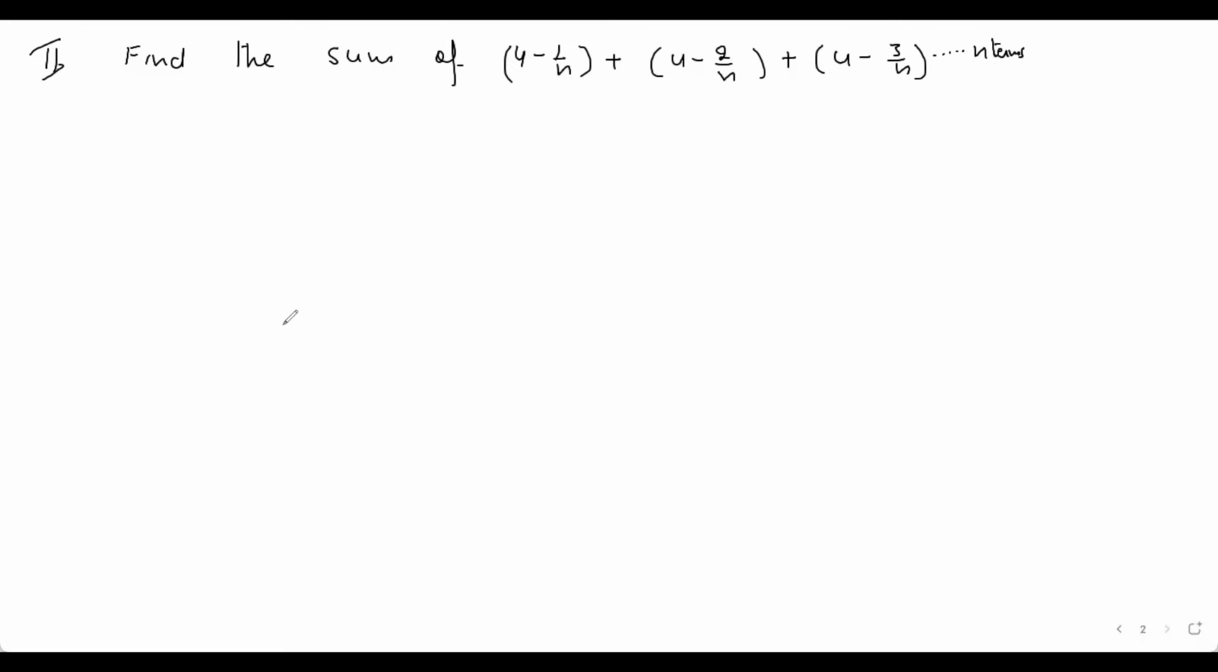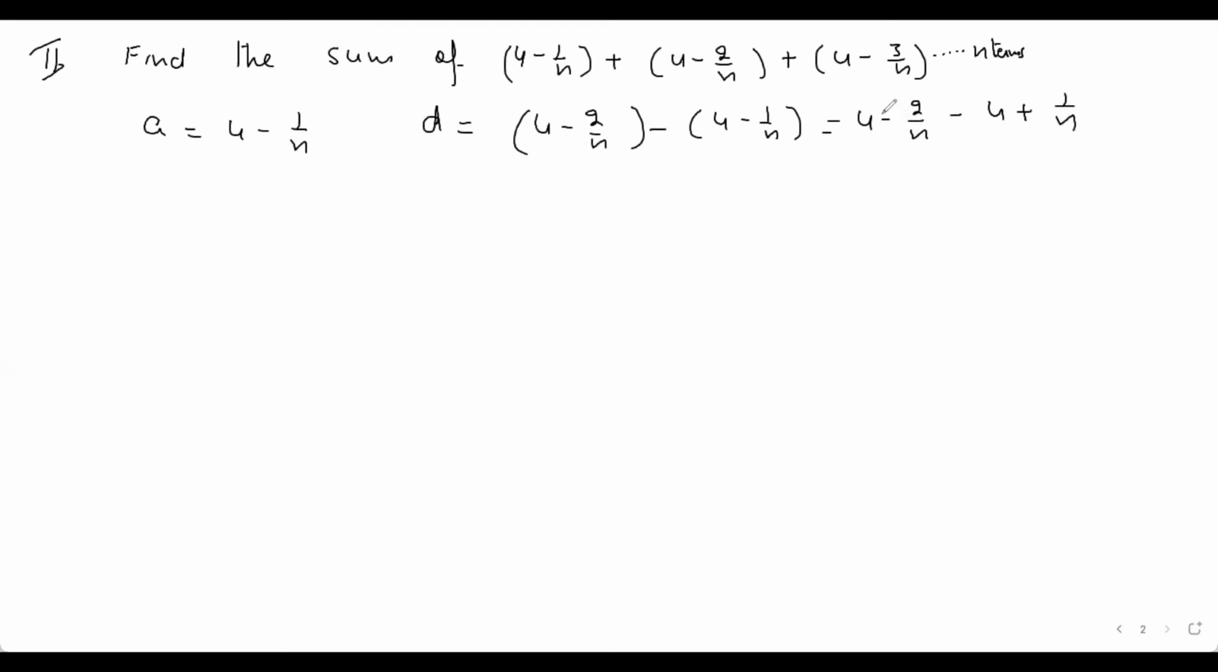Now the second part is: find the sum of 4 minus 1 by n plus 4 minus 2 by n plus 4 minus 3 by n up to n terms. Now here a is equal to 4 minus 1 by n. d is equal to 4 minus 2 by n minus 4 minus 1 by n. That is 4 minus 2 by n minus 4 plus 1 by n. 4 and 4 cancelled. I have minus 1 by n. I am to find Sn.